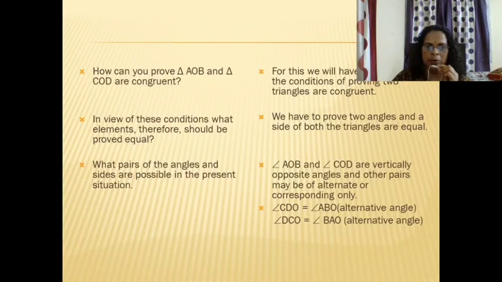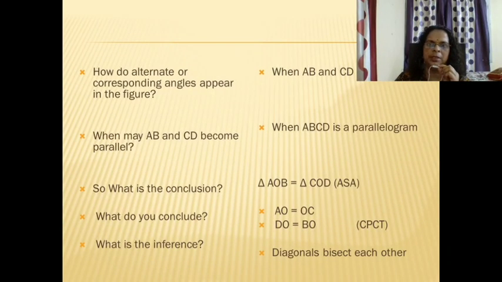Angle DCO is equal to angle BAO, alternate angles. Again you can keep on asking questions: how did they come to that conclusion? Because they are telling alternate angles are equal. So why are they telling they are alternate angles? How do alternate and corresponding angles appear in this figure?